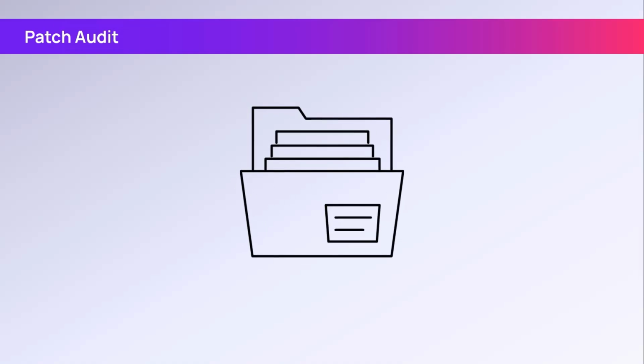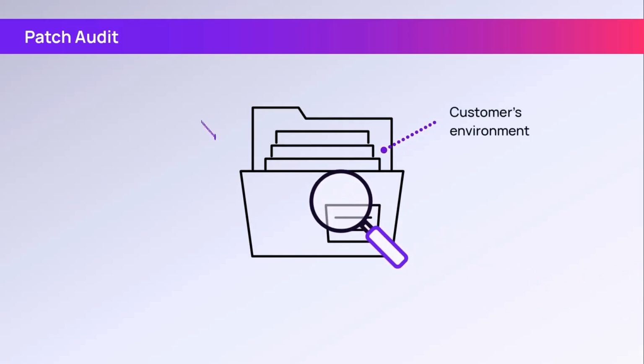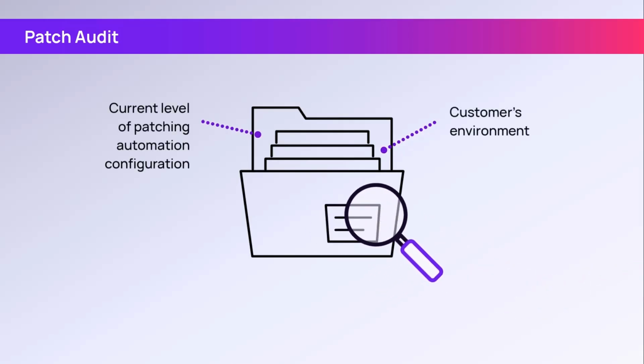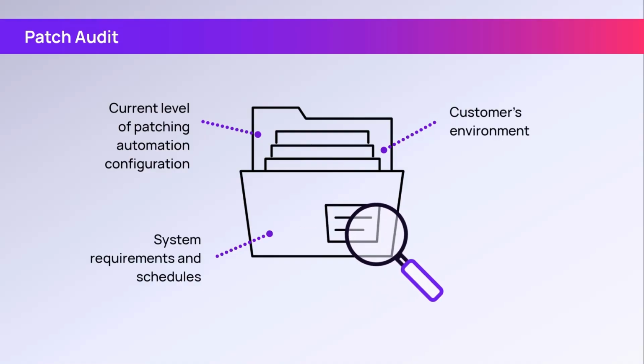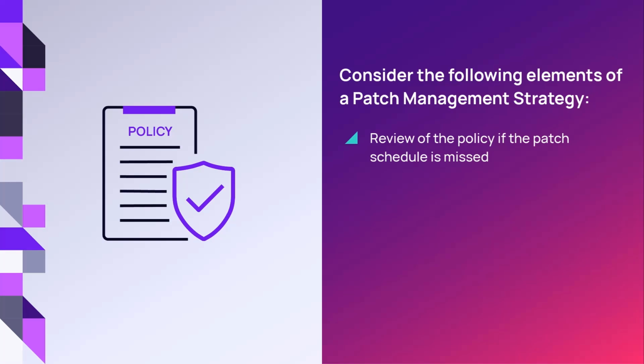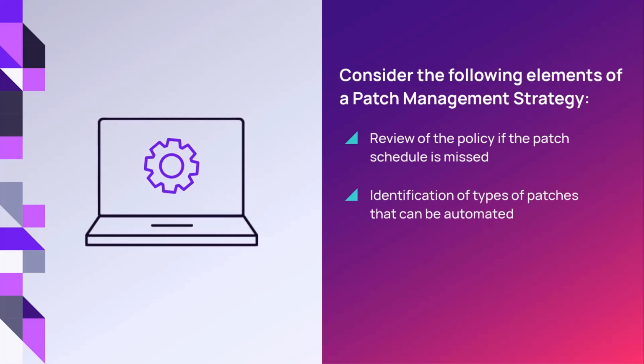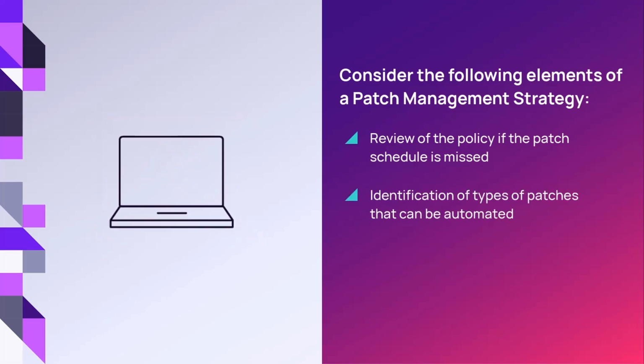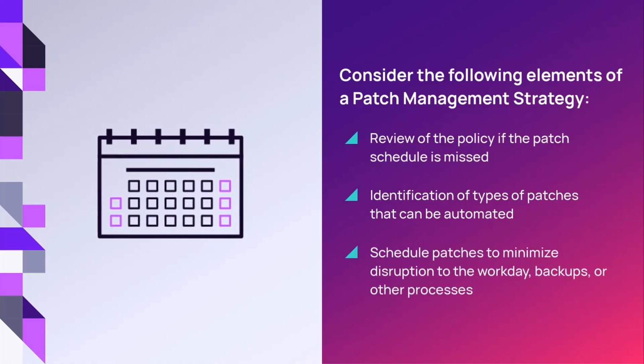Typically, an audit is performed to assess the customer's environment, current level of patching automation configuration, system requirements, and schedules. Here are some examples of areas that may be considered: review of the policy if the patch schedule is missed, identification of types of patches that can be automated, and determination for scheduling patches to minimize disruption to the workday, backups, or other processes.